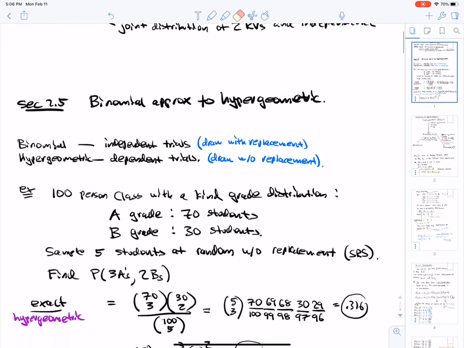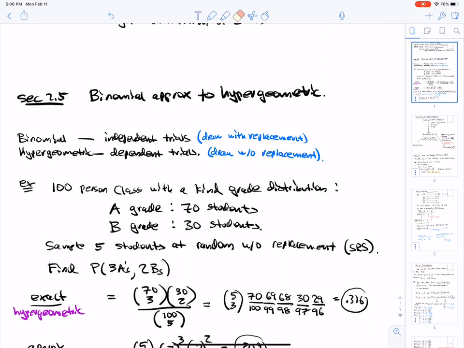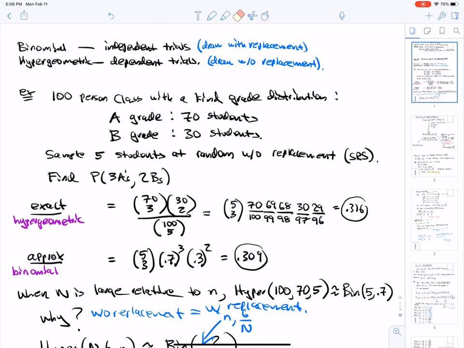So binomial approximation to hypergeometric. Remember that the binomial distribution has independent trials, whereas the hypergeometric has dependent trials. So we're drawing with replacement or we're drawing without replacement. So suppose you have a 100-person class with a grade distribution with 70 A's and 30 B's, and we sample 5 students at random without replacement. We want to find the probability that we get 3 A's and 2 B's.